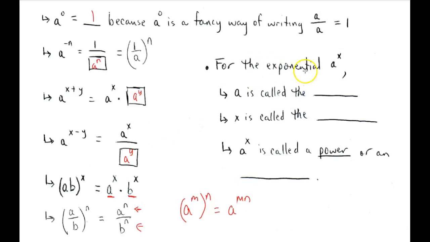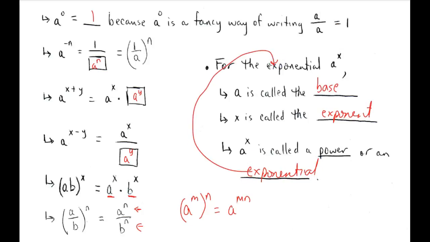So in short, for the exponential a raised to the x, a is going to be called the base of the exponential expression. x is going to be called the exponent. And so a to the x is called a power or an exponential in general. That's one of the reasons why up here I called it an exponential.